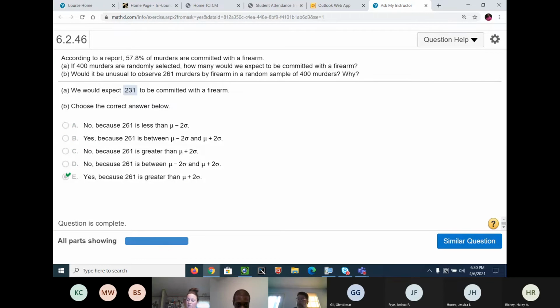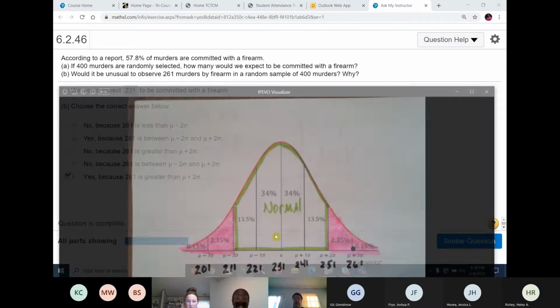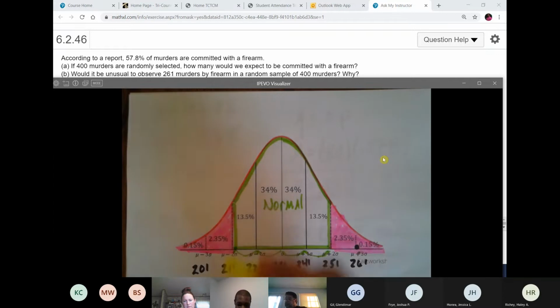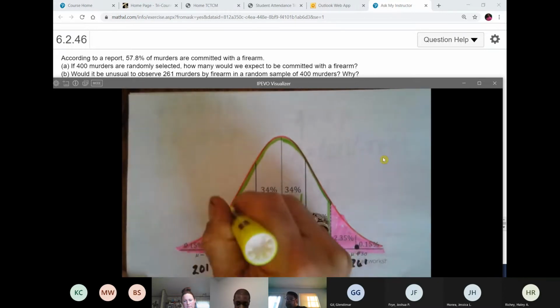All right. Well, hold on a minute. I need to go back to that empirical rule. Is 261 greater than what? Where is the green? 1 standard deviation, 2 standard deviations. 261 is greater than what? 2 standard deviations. What happened to the yellow? There used to be yellow. You can do it yellow if you want to. I just made it all red. You can make this yellow. Yellow is unusual, isn't it?